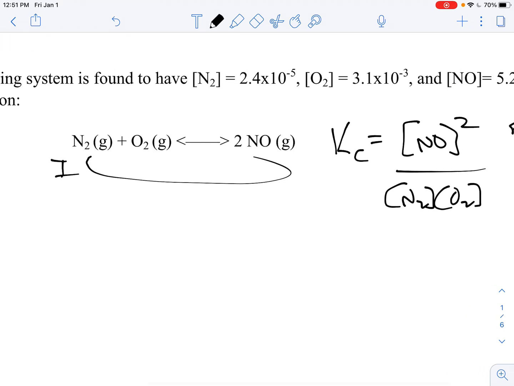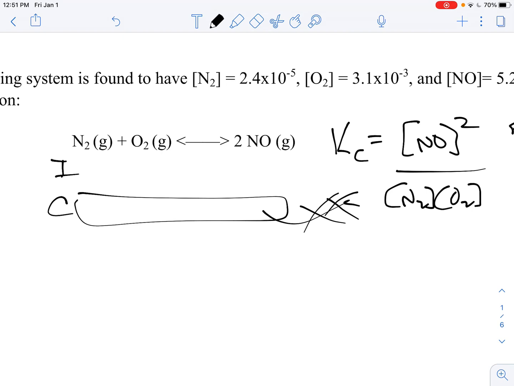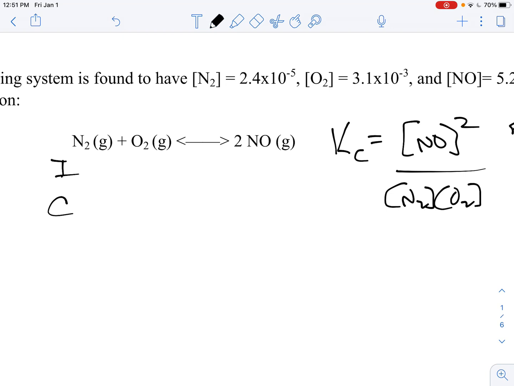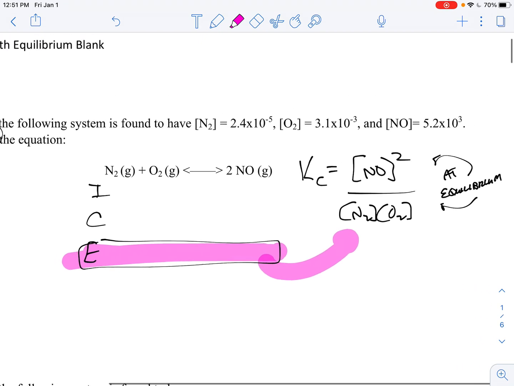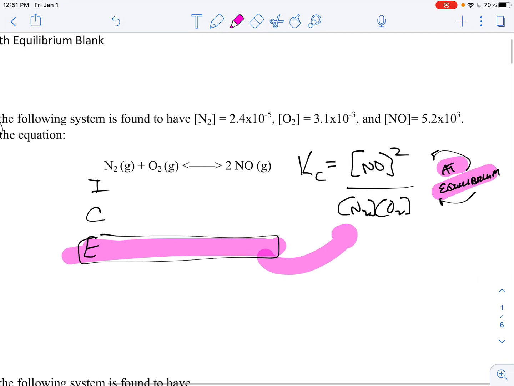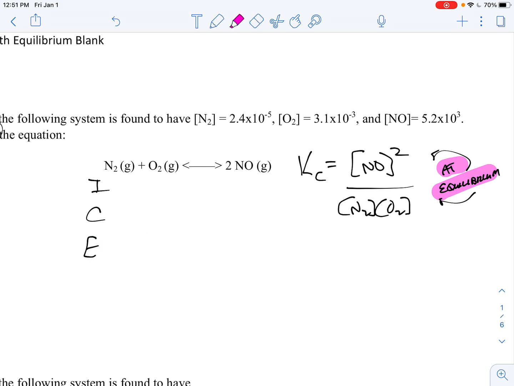So if they were to give us initial numbers, those initial numbers could not go in that equation, because initial is not necessarily equilibrium. If we were to figure out what the change was, those change numbers could not go in this equation because the change doesn't belong there. The ones that belong there are the equilibrium numbers. These ones here are the good ones. Those numbers can go into that equation because they are the ones at equilibrium.